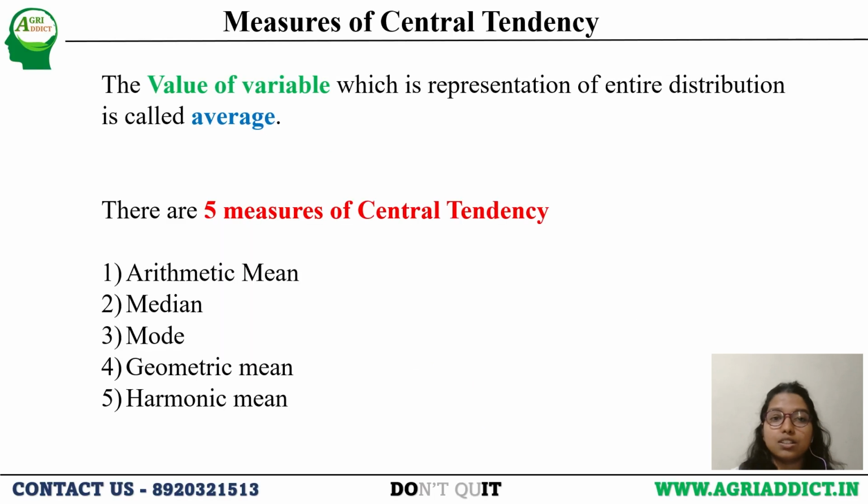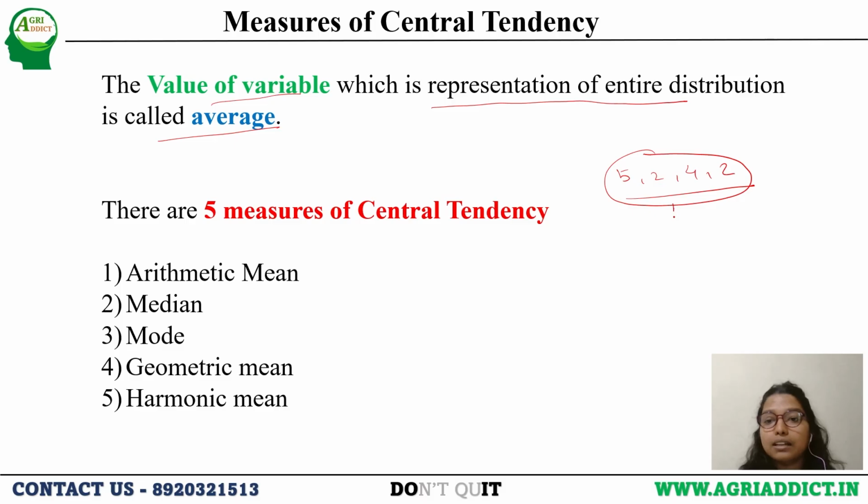So let's start the lecture. Today we'll discuss the measures of central tendency. It is the value of variable which is representation of entire distribution and is called an average. For say we have a data 5, 2, 4, 2. This is a data series we have. So a value which represents the whole data will be known as the average or the central tendency for this data. Okay, I hope you got the point what is central tendency.